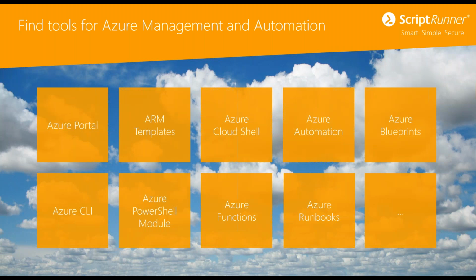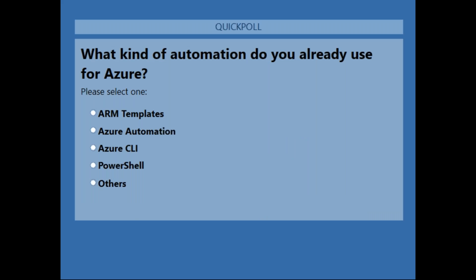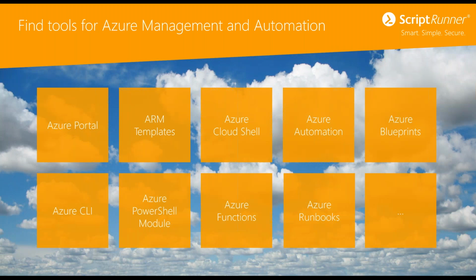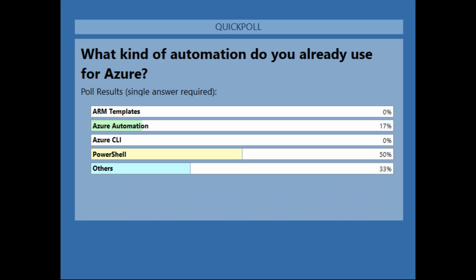Thank you. We will go right into the next question, and this is all about automation. We wanted to know what kind of automation you already use for Azure. The options are ARM templates, Azure Automation, Azure CLI, of course PowerShell, and again, others. It would be great if you could take a second to answer, and we will check out the results again. There we go. We can see the majority is into PowerShell, which is of course no surprise. We are all PowerShell fans, and Azure Automation is already used as well. Thank you, and back to you, Heiko.